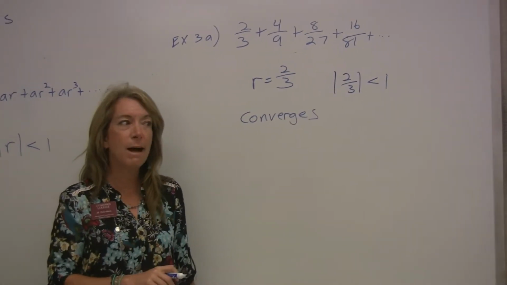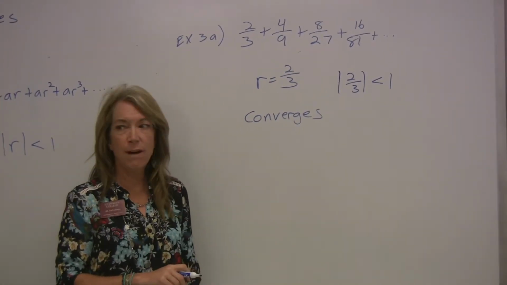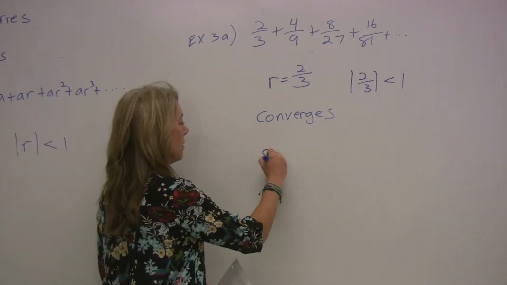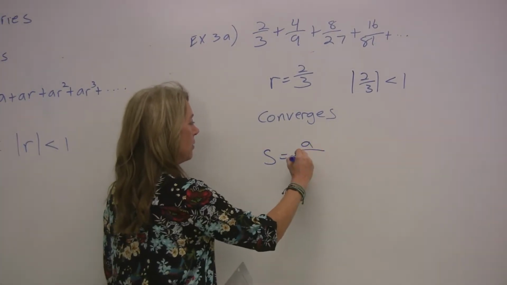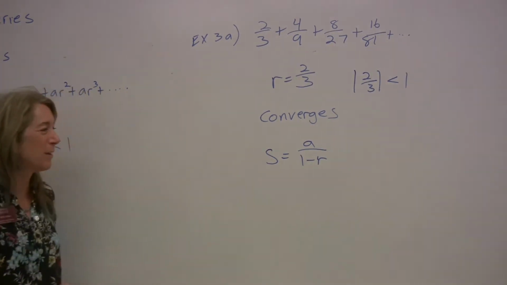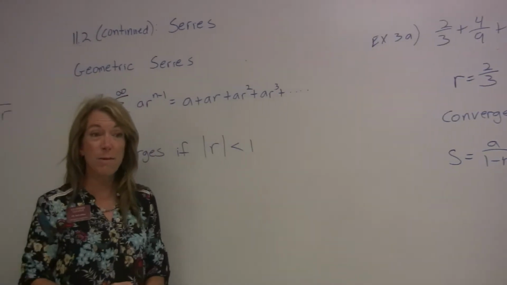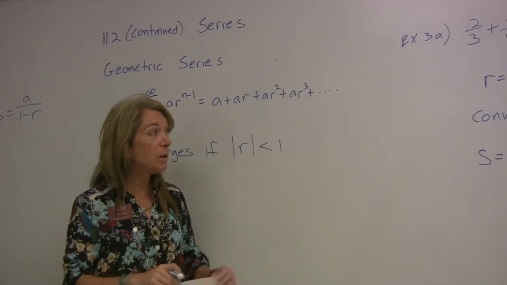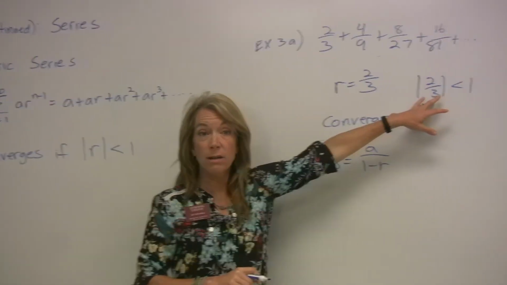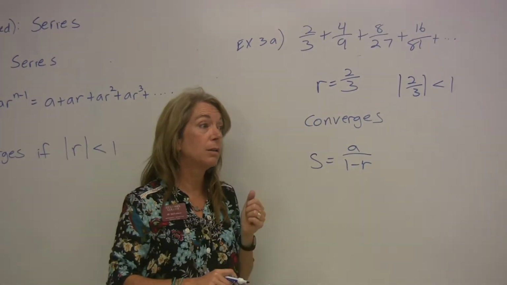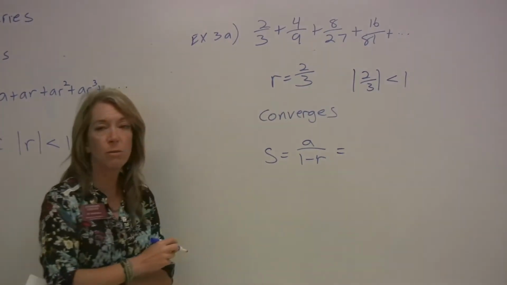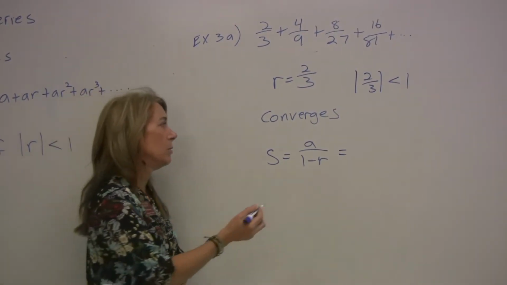Let's show everybody why. How am I going to find what it adds up to? The A, the R, and the 1 go in there somewhere. The sum is A over 1 minus R. As soon as we see that r is less than 1, then we know it converges, meaning it adds up to a number. And then we find it always by taking the first term, which in this case is 2/3.